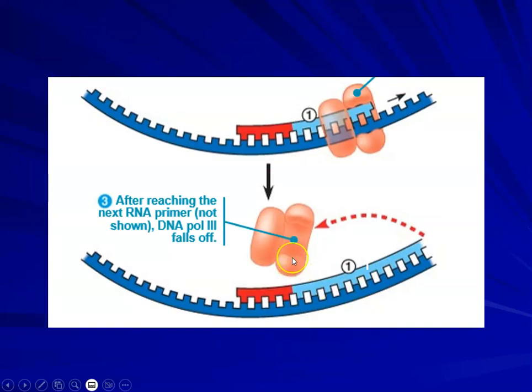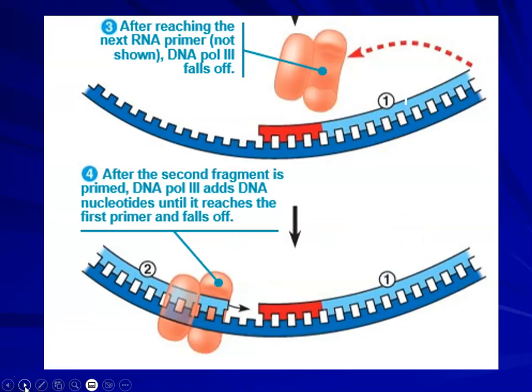Once the DNA polymerase III reaches the next RNA primer, the next fragment, it's going to fall off, and it's going to go find another place to bind. So here you can see it fell off in step 3, and it attached in a different place, and it's going to continue doing this until all of the bases have their complements. But it has to stop when it reaches the next RNA primer, because that's not DNA. DNA polymerase III's job is not to manipulate the primer. It just knows to stop when it reaches the primer.